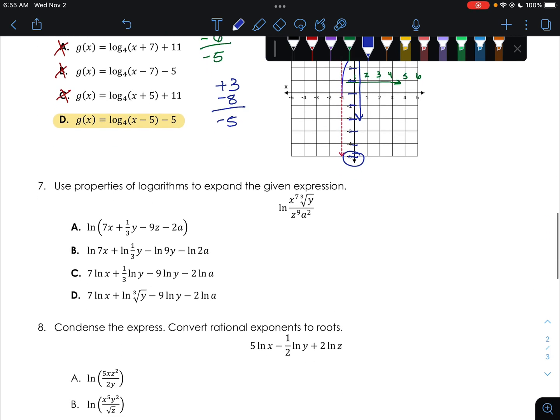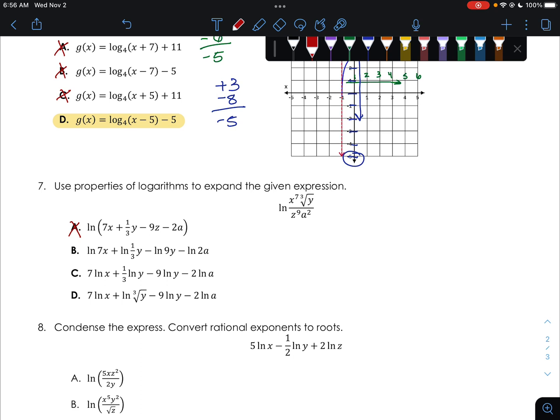Looking at the next one, use the properties to expand the given expression. So one thing you need to remember is that when we are expanding, each variable x, y, z, and a will have its own log with it. So if I look at my answer choices, answer choice A only has 1 natural log, so that cannot be my answer because they all have to have their own log.